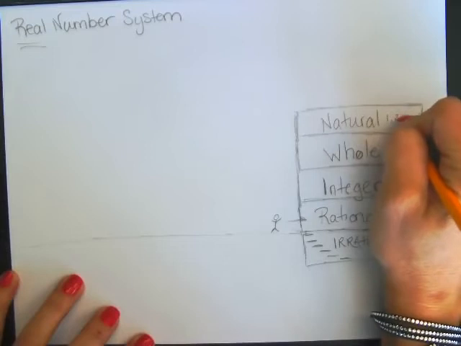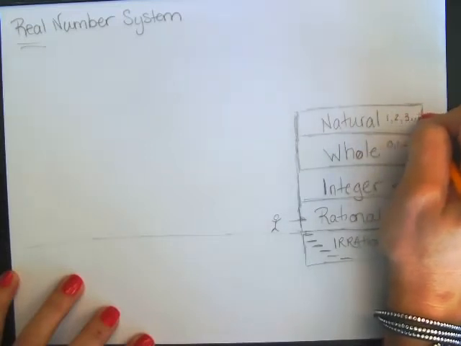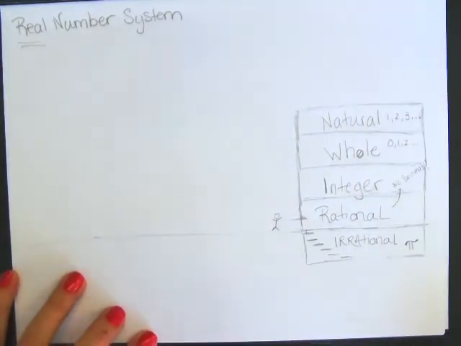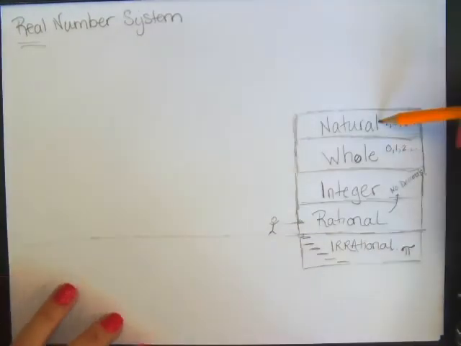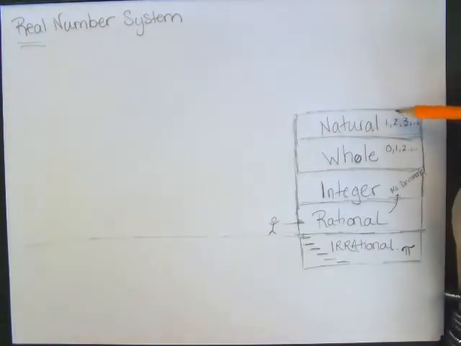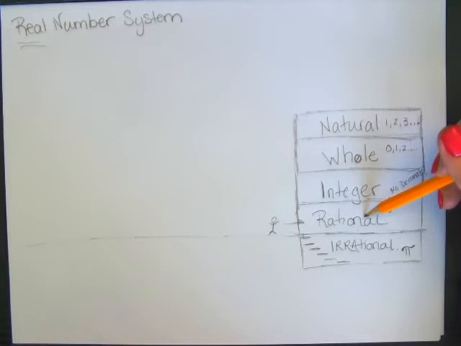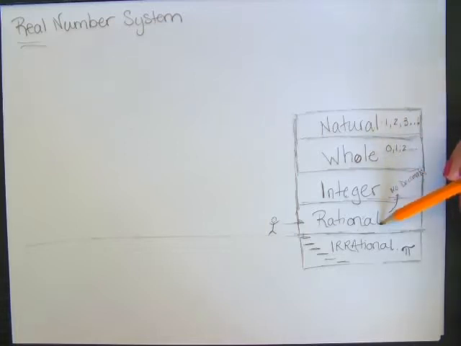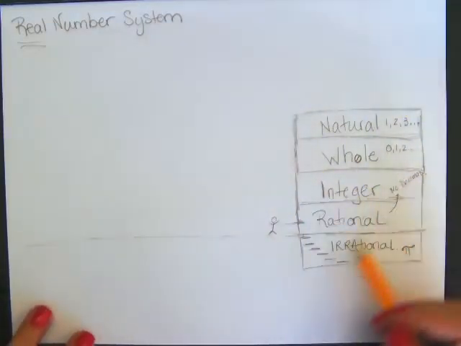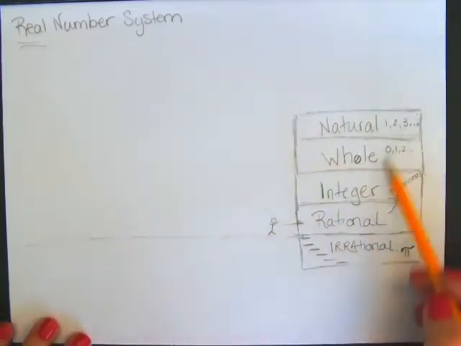Natural numbers start at 1, 2, 3 and go on and on to infinity. Your natural numbers are here at the rooftop party, just hanging out because they're the elite group. Natural numbers had to pass through whole to get there, and they also had to pass through integer, and rational to get there, which means natural numbers are also whole, also integer, and also rational.